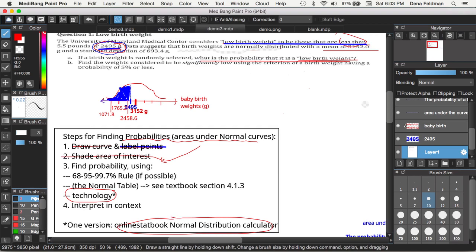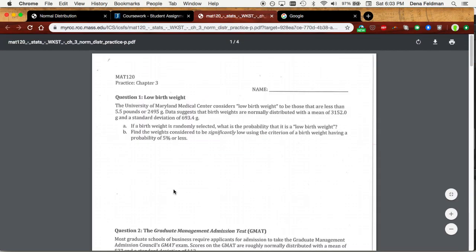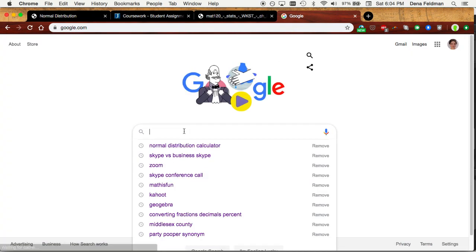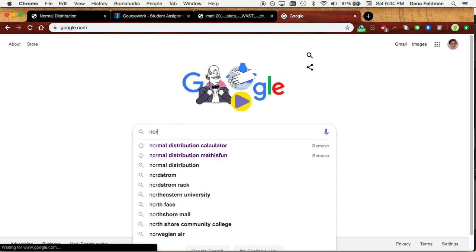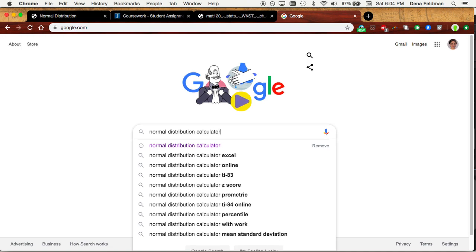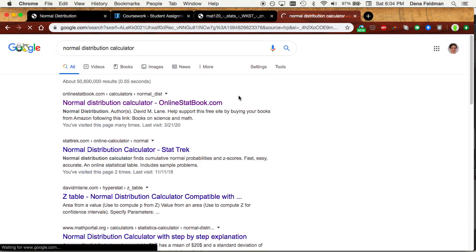To find it with an online resource, I have to open up a window. I have to go to some sort of internet browser, return here to my Google Chrome. I'm going to open up a new page, Google, for example. You can type directly into your search bar. I'm going to type in normal distribution calculator. In fact, that's all you have to do. Notice I've searched for it before. I click on normal distribution calculator, and the first link that appears is the one for onlinestatbook.com.